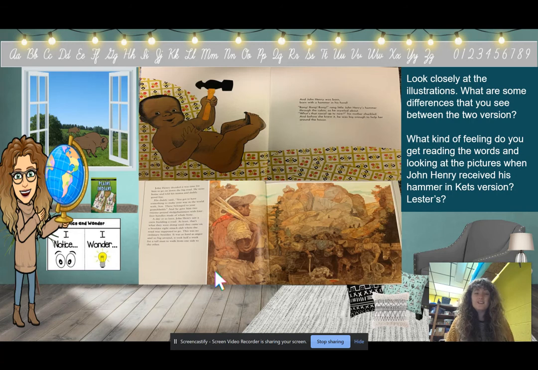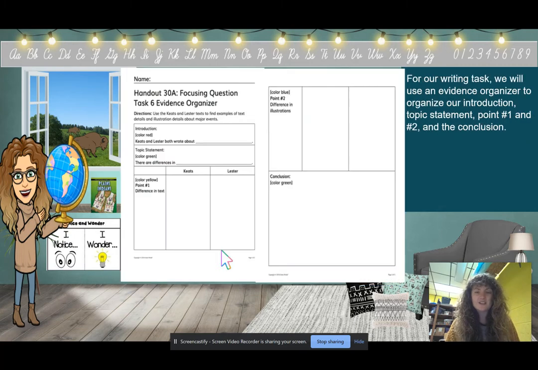Also, let's think about the illustrations. In the top illustration, we see that John Henry is a baby. He is a baby with a hammer in his hand. The illustration just shows John Henry in a simple background. But in Leicester's version, we see more details in the illustration. We can see that big boulder. We can see the men working on the road. We can see details in John Henry's hammers. So Keats' version was very simple in its illustrations. It showed us what we needed to see, but Leicester's version had more details in the illustration.